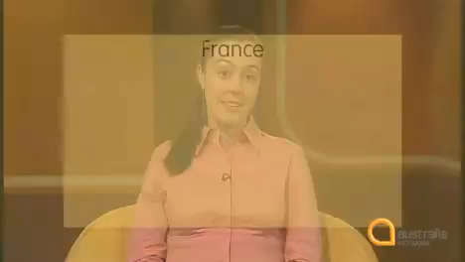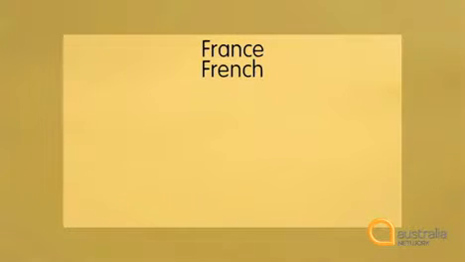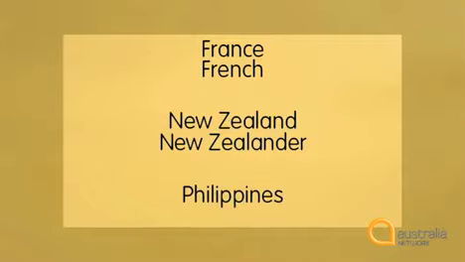And some nationalities are formed in an irregular way. France, French, New Zealand, New Zealander, Philippines, Filipino, and watch the change in spelling with that one. Why don't you start your own list of English names for countries and their people? Some countries also take separate adjectives that you can learn along with them.